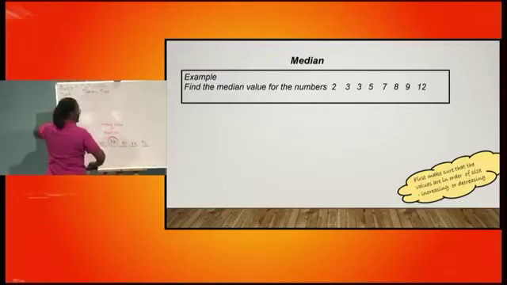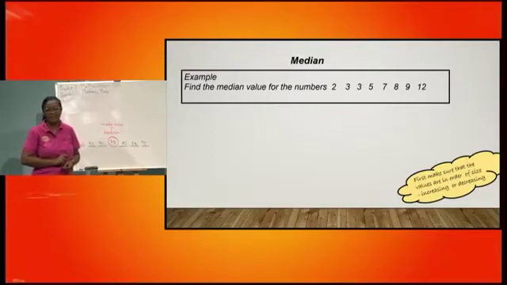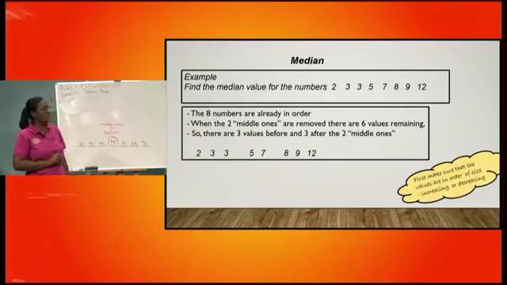What's your smallest value? They're already in order: 2, 3, 3, 5, 7, 7, 8, 9, and 12. Yes, those are in order, so we have a jump start on that. So we now look at the 2 middle ones.